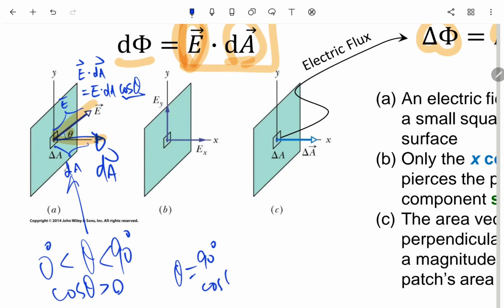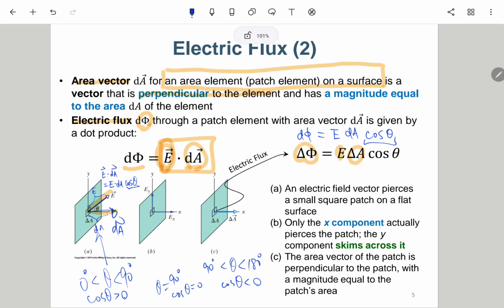And if theta is 90 degrees, then cosine of theta will be 0, and if theta is larger than 90 degrees and less than 180 degrees, then cosine of theta will be a negative value. So in that case, d phi can be a positive or negative value, depending on the direction of E and dA.